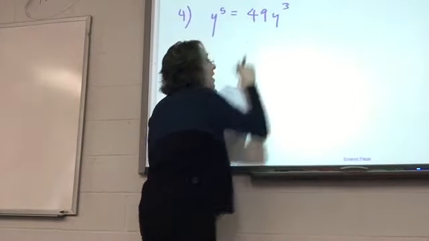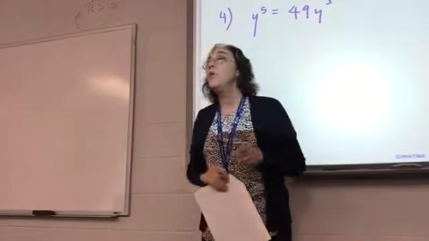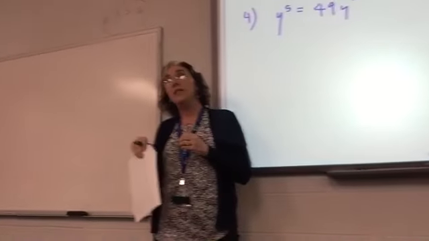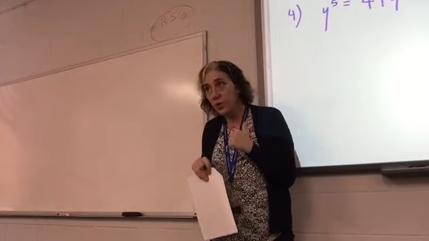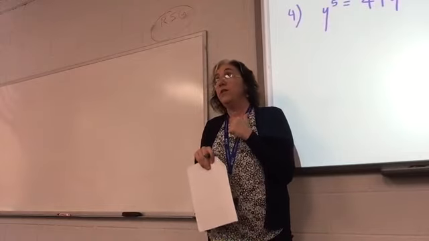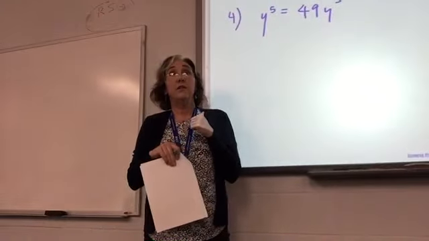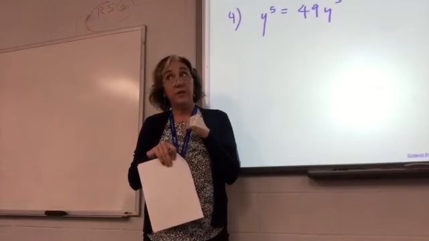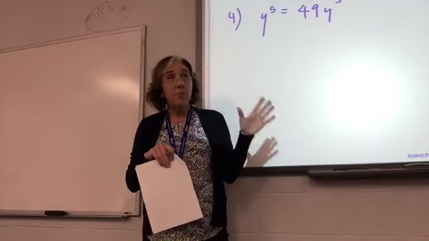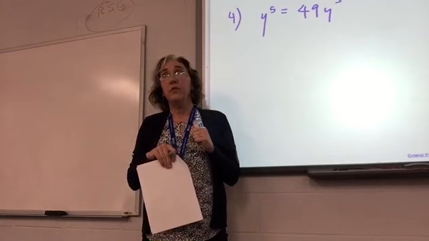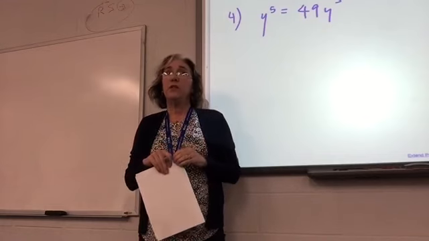Okay, now this is where I want you to think. This is why it's so important to understand the process is based on something that's true. This is not linear, right? We don't divide variables out. You can divide numbers out, but not variables. So what method am I going to use to solve this?